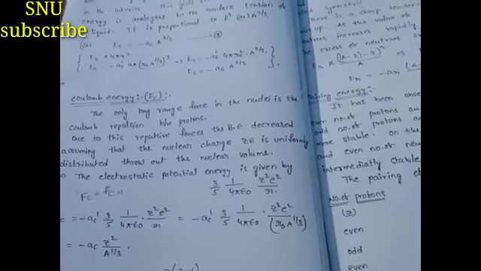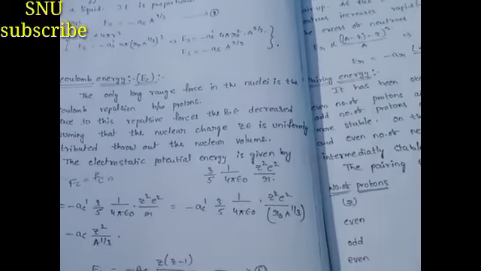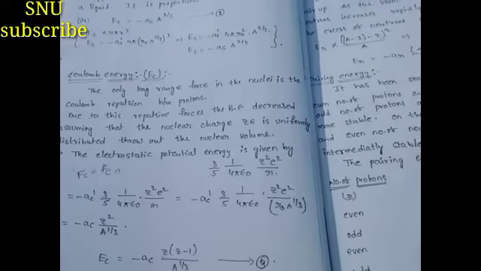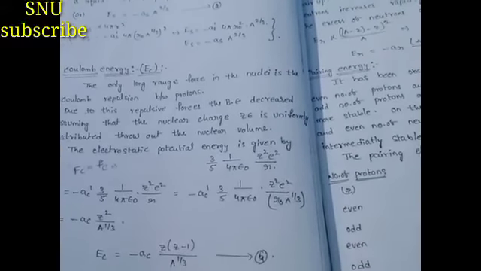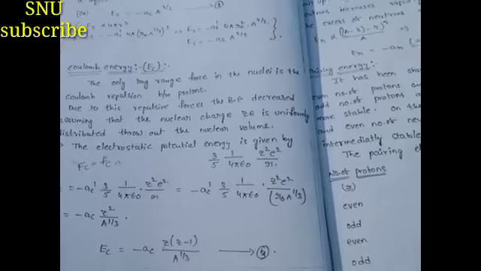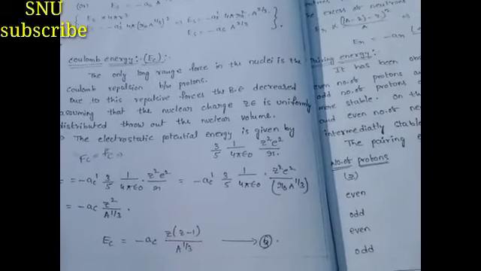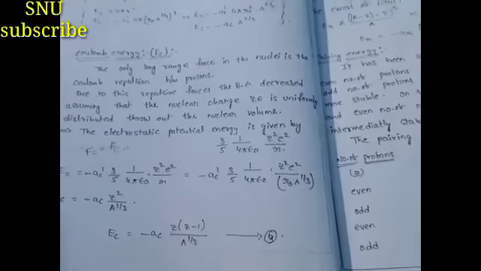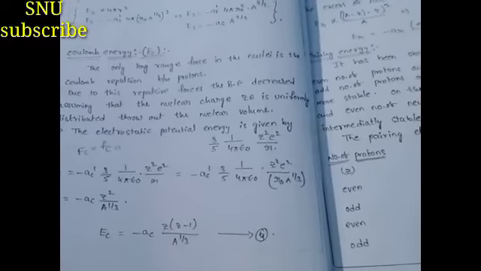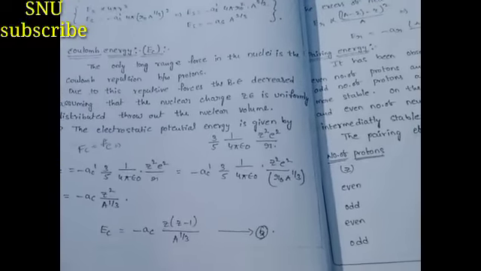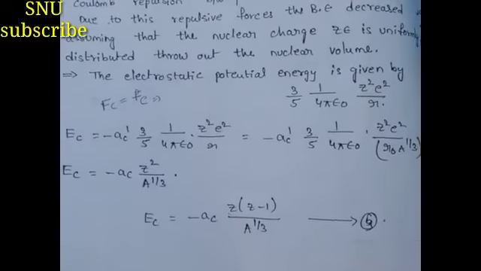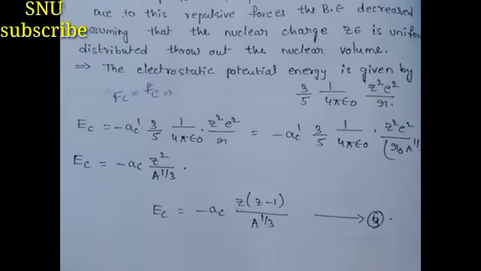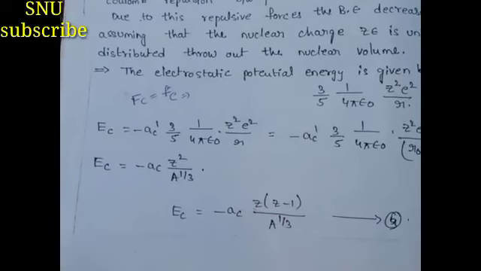Coulomb energy Ec. The only long-range force in the nuclei is the Coulomb repulsion between protons. Due to this repulsive force, the binding energy decreases. Assuming that the nuclear charge Ze is uniformly distributed throughout the nuclear volume, the electrostatic potential energy is given by 3/5 times 1/(4 pi epsilon naught) times Z squared e squared by R, which is equal to Ec.